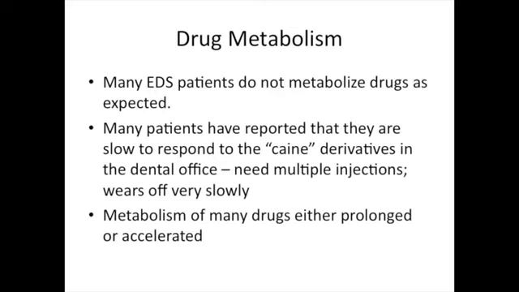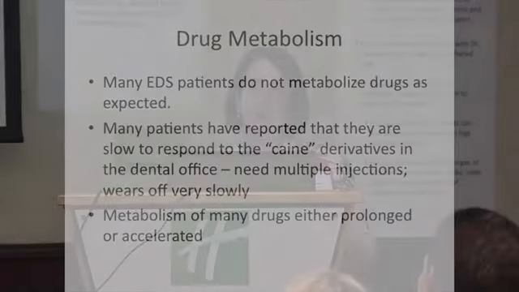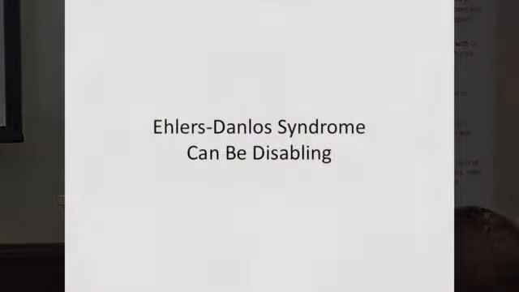And there are many drugs where metabolism is either prolonged or accelerated. I'm coming around to the idea that all EDS patients should have testing for pharmacogenetics. Because I think that may give us a clue. Number one, it helps us to determine the best way to treat them for many different things, and it also might help to give us a clue to some of the underlying genes that we don't yet know.